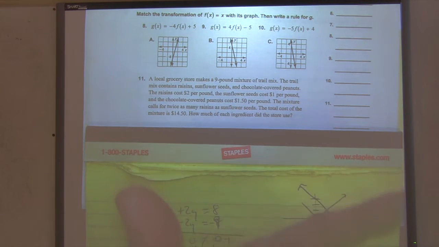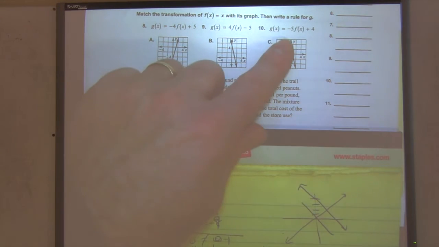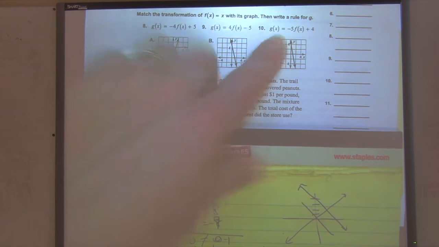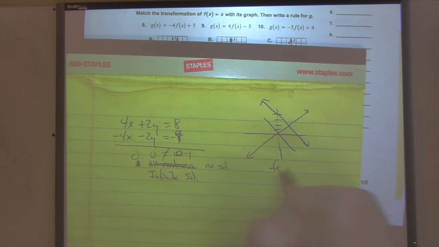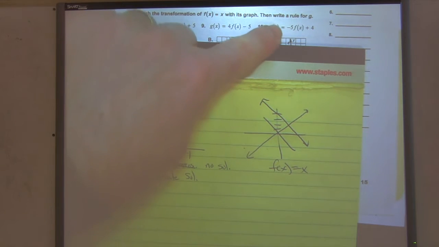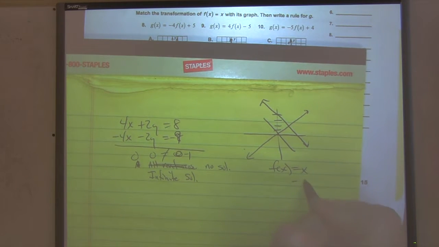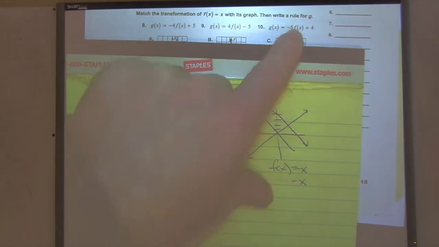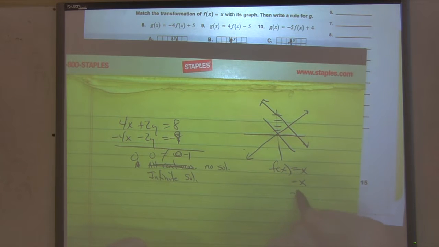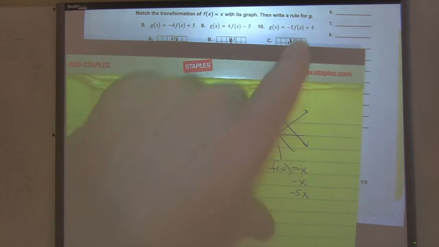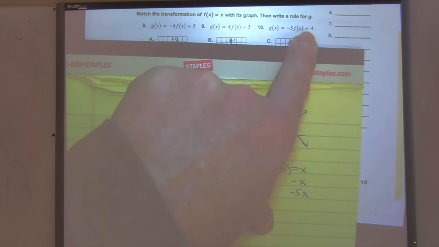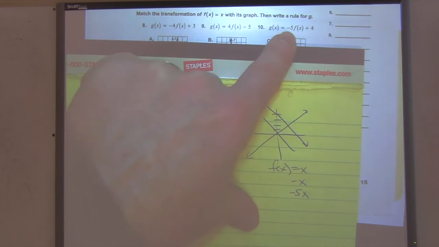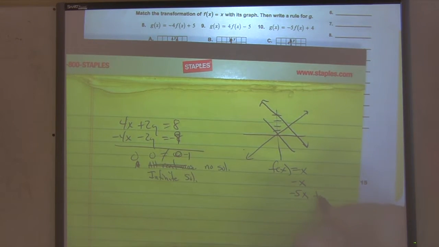And then they asked me to write the rule for the function. Well, the rule for the function simply says I'm going to take the original and I'm going to reflect it. So we've got our original is f of x equals x. And we're going to reflect it over the x-axis, which tells me I'm going to multiply that by a negative sign. I'm also going to do a vertical stretch of 5, so I'm going to multiply the whole thing by 5. And then I'm going to do a translation up 4, which means I'm going to add 4 to the whole thing that I've got now. So I'm going to add 4.